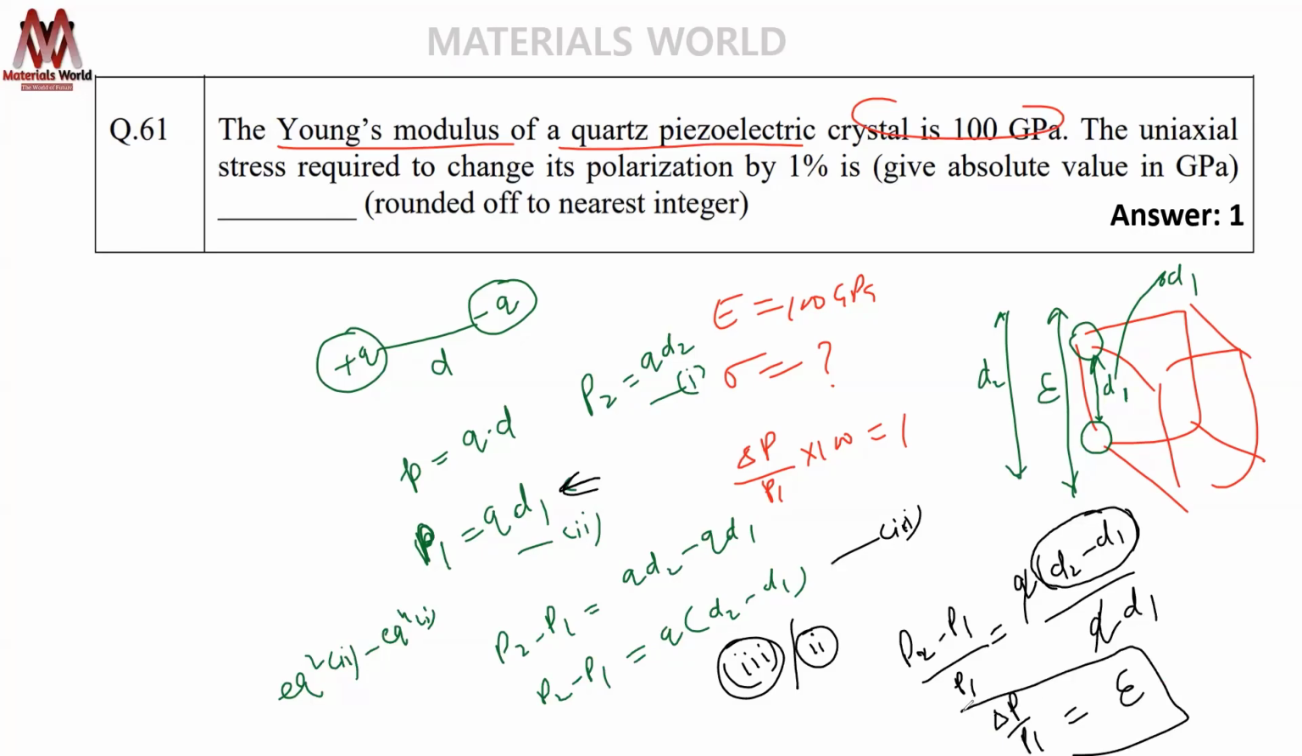That means when you stretch your piezoelectric material, you created a strain. At the same time you created polarization. Because of polarization you created electric field, and that polarization must be containing its own electric field or voltage. That means you induce voltage. If you induce voltage, you induce current. What have you done? By stretching, you have converted mechanical energy into electrical energy, and that is what the piezoelectric crystal does. Delta P by P1 is epsilon. It's very simple. Now you can do it.